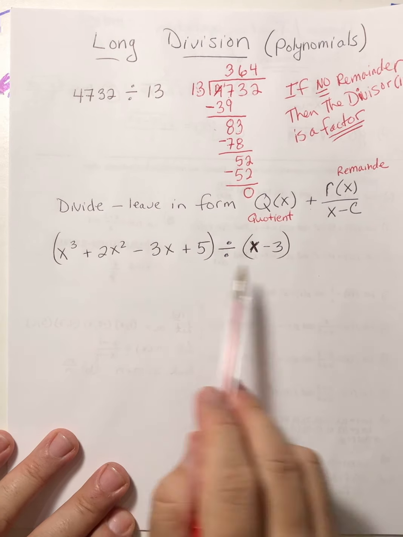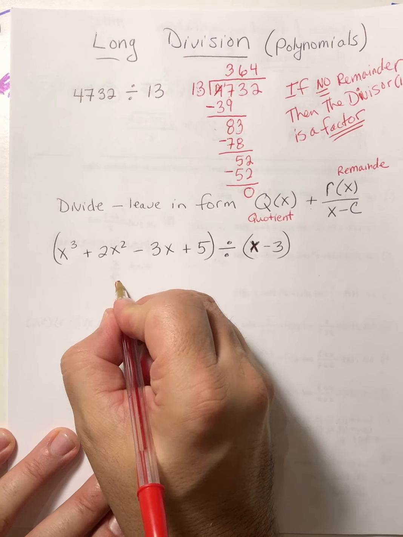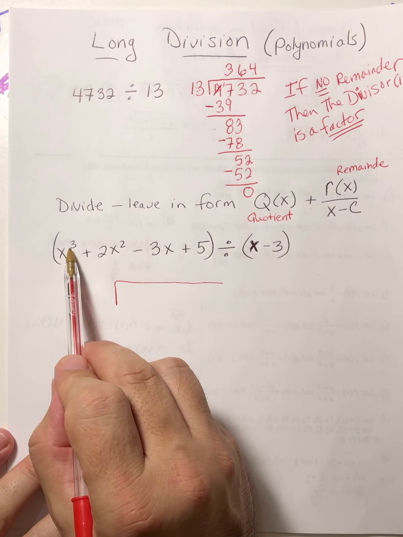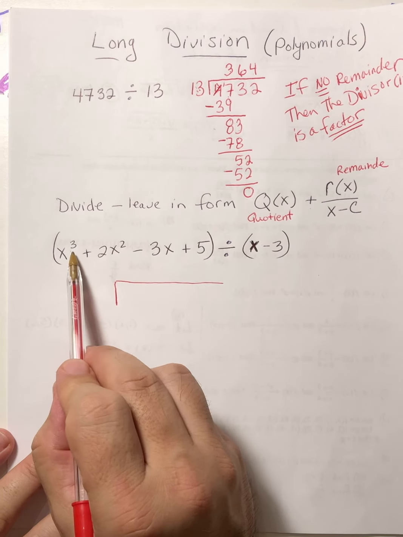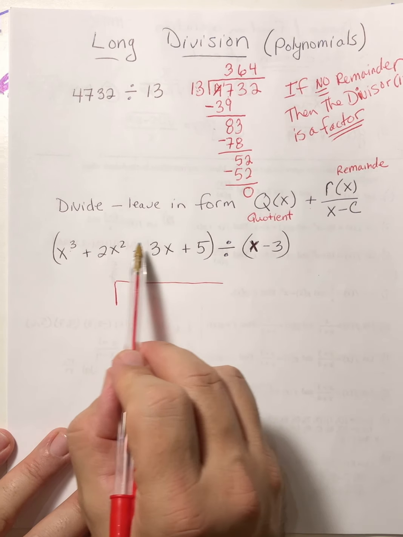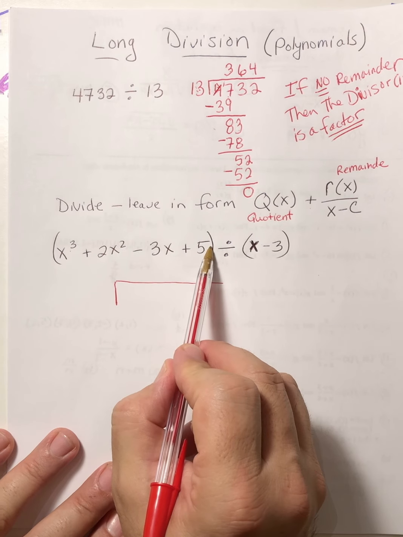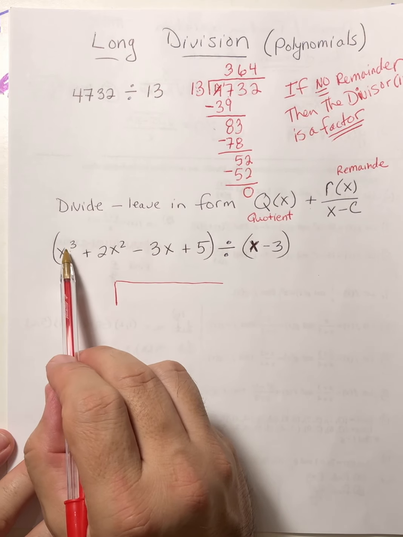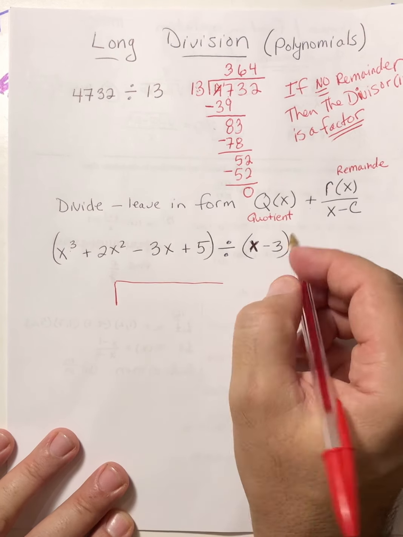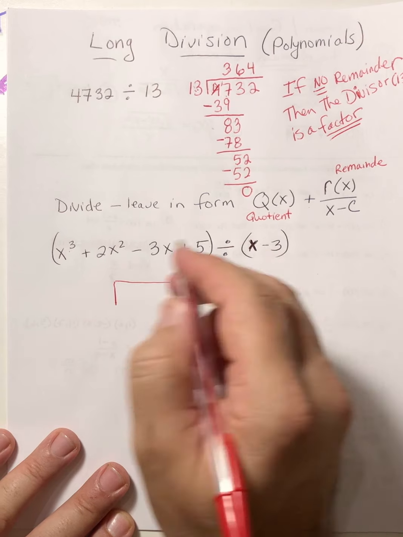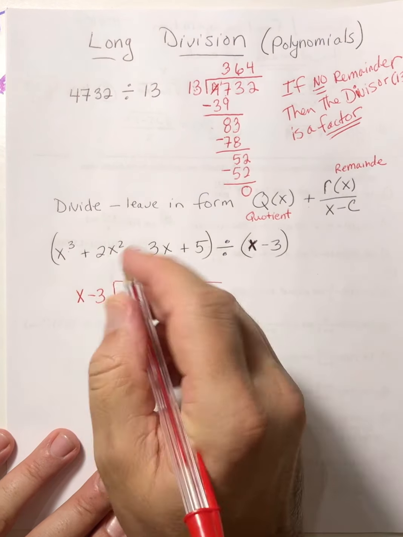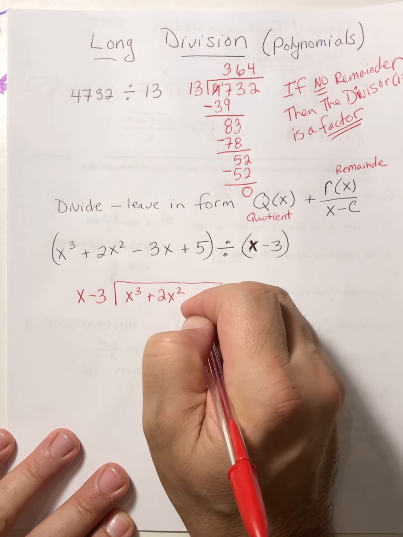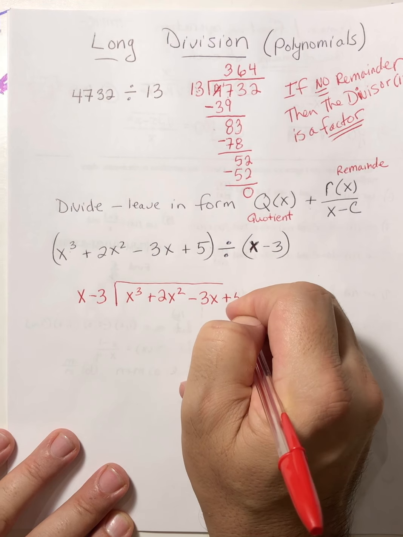All right, so I'm going to get this set up. Notice in a polynomial, the variables are all the same variable, and the exponents are in descending order. If we're missing an exponent, then we have to have a placeholder. We're not missing an exponent here; they're all there: 3, 2, 1, none. We're dividing by x minus 3, so that goes over here. And then we write out x cubed plus 2x squared minus 3x plus 5.